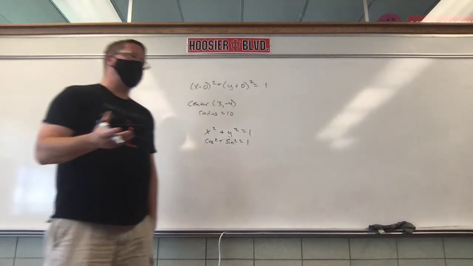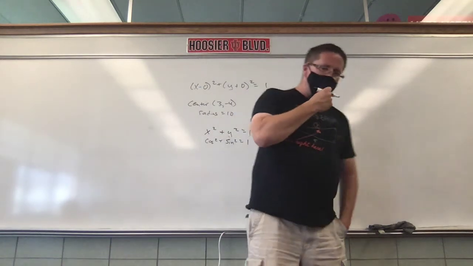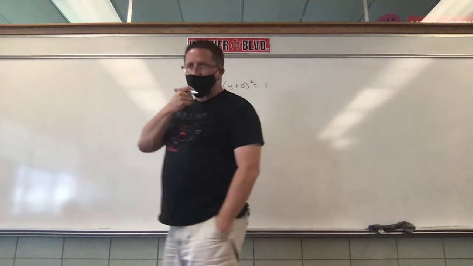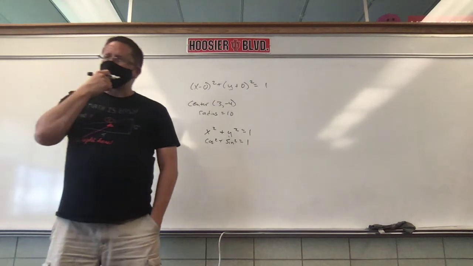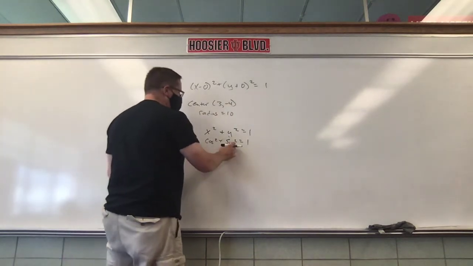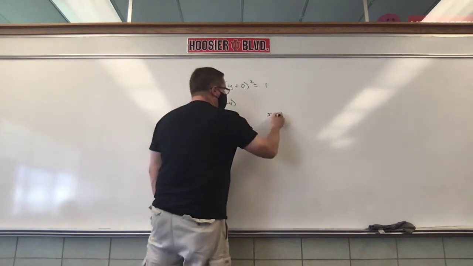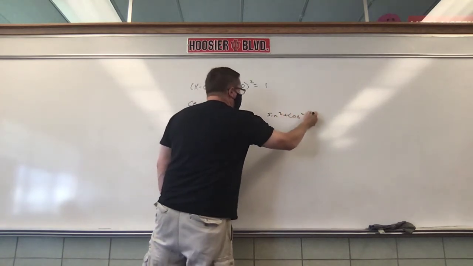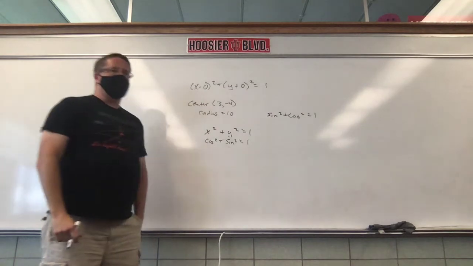Or how about this? The Pythagorean theorem. True or false? The Pythagorean theorem is b squared plus a squared equals c squared. Yeah, but you don't say b squared plus a squared. You say a squared plus b squared. Same thing with this. You don't normally say cosine squared plus sine squared. You say sine squared plus cosine squared equals 1. Now, there's nothing wrong with that, okay?